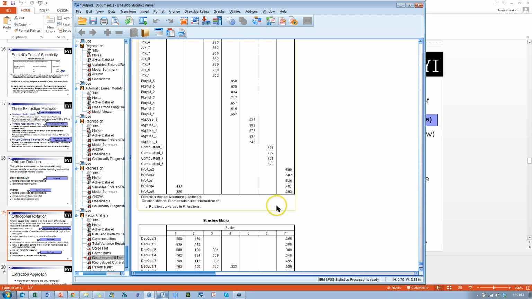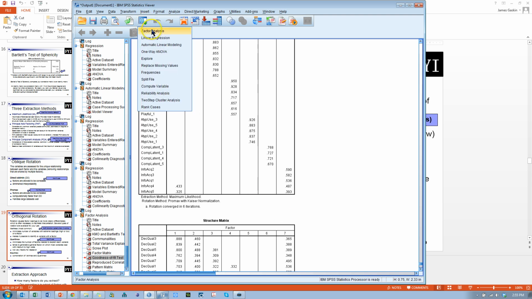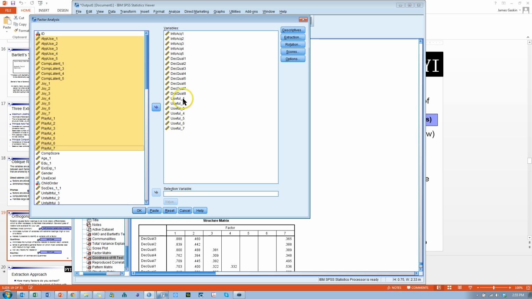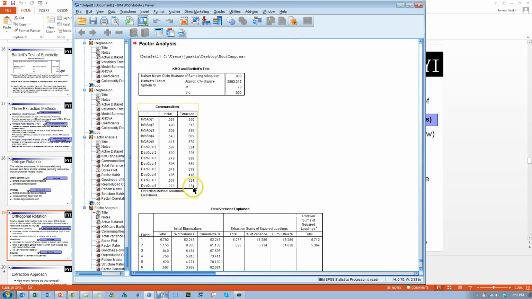So here's what I would do. I would do a separate factor analysis on just decision quality and information acquisition. So get rid of everything else and just do info acquisition and decision quality. Don't change anything else. Just leave it like that. We're already doing this freely, unconstrained, and hit OK. And let's see what we come up with.